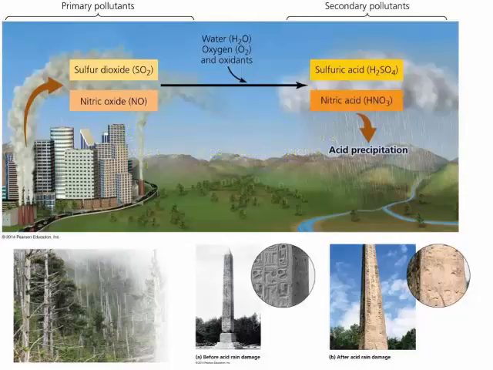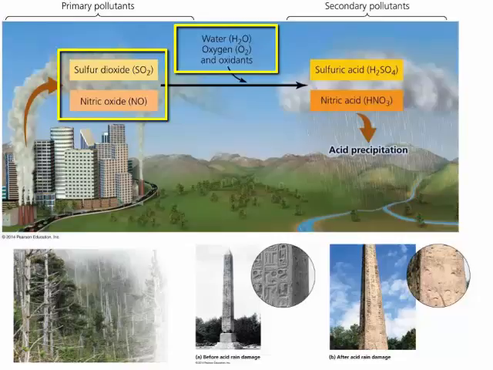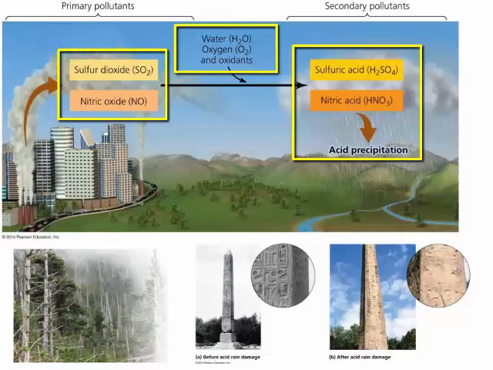Acid precipitation is an example of a secondary pollutant because it is formed from primary pollutants. For example, industries that burn fossil fuels emit sulfur dioxide and nitric oxide into the atmosphere. These pollutants combine with water, oxygen, and other oxidants to form sulfuric acid and nitric acid, which fall to the earth from the atmosphere in the form of acid rain.